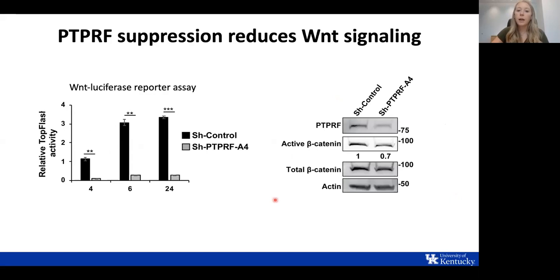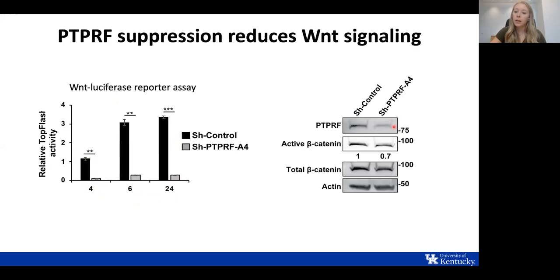So looking more closely at how PTPRF affects Wnt signaling, we use the commonly used reporter assay in the Wnt field, the Wnt luciferase or TOPflash assay. This allows for Wnt activation to be read out as luminescence. Using control and PTPRF knockdown cells with various time treatments of Wnt for 4, 6, or 24 hours, we see that PTPRF knockdown cannot achieve the same level of Wnt activation compared to control.